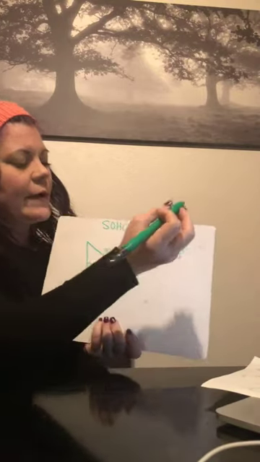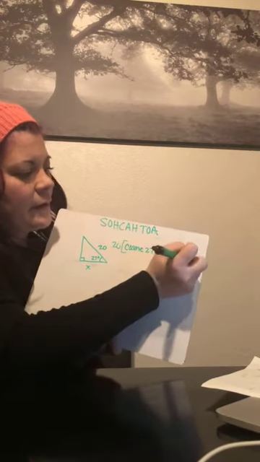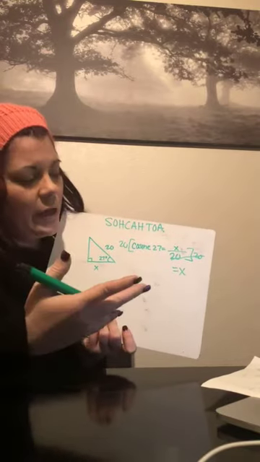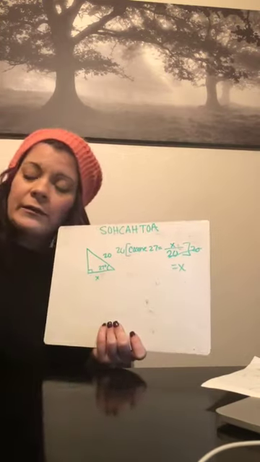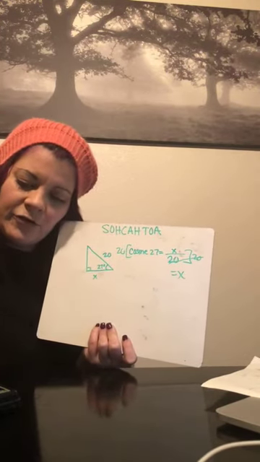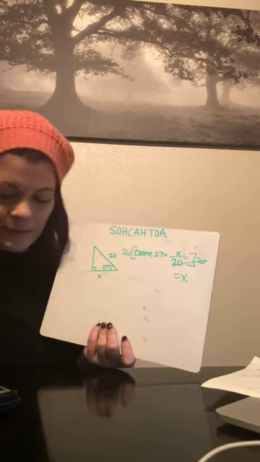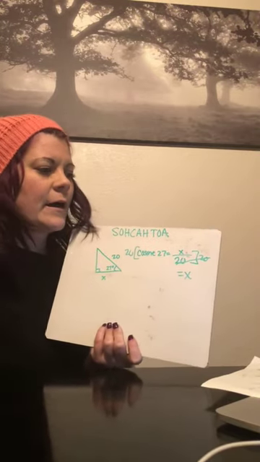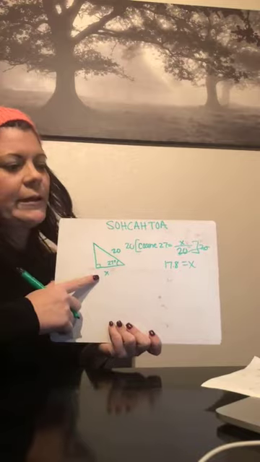I'm going to multiply both sides by 20 to solve for x. Those will cancel each other out, or technically they equal 1, 20 divided by 20, and just leave you 1x. Then you have 20 times the cosine of 27. So I'm going to put it in my calculator. I push cosine, and I push 27. And then I multiply that by 20, and I get 17.8. So x equals 17.8. That's how long this side is, 17.8.